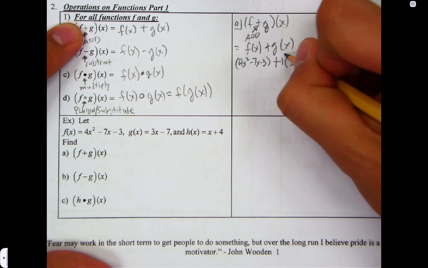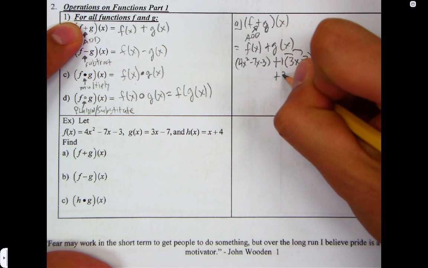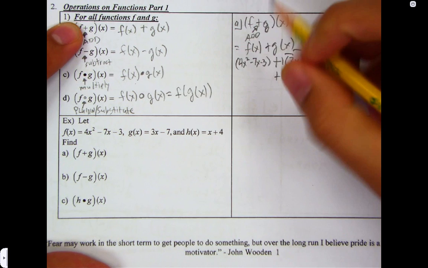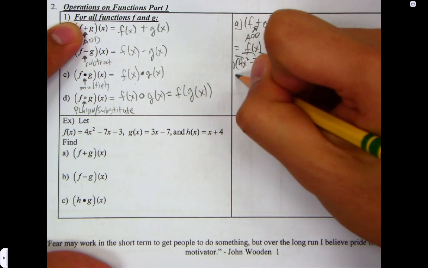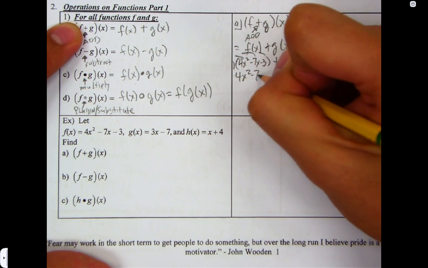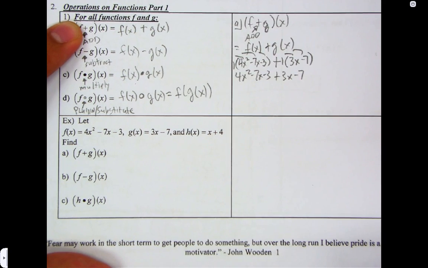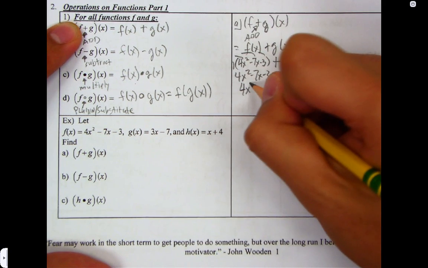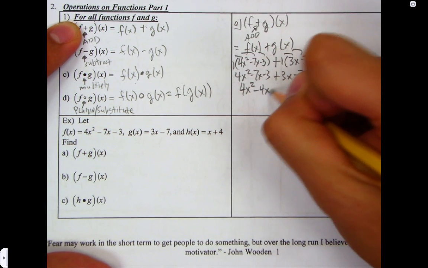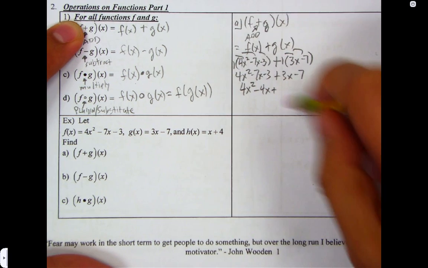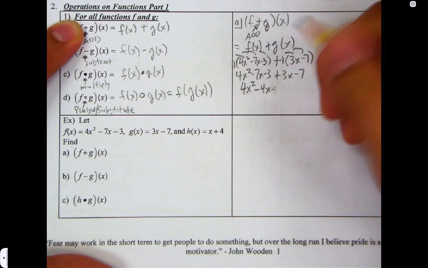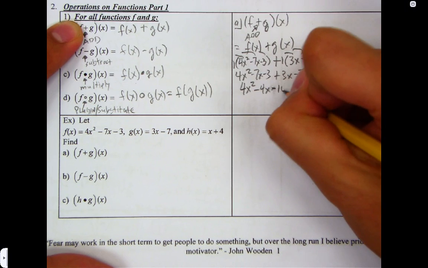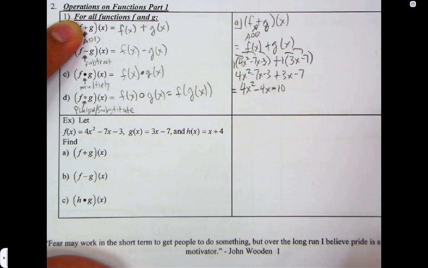Put a 1 here, distribute, positive 3x minus 7. Put a 1 here, distribute, 4x squared minus 7x minus 3. Combine like terms: 4x squared minus 4x, no, not plus 4, negative 3 and negative 7 is negative 10. And this is your answer.